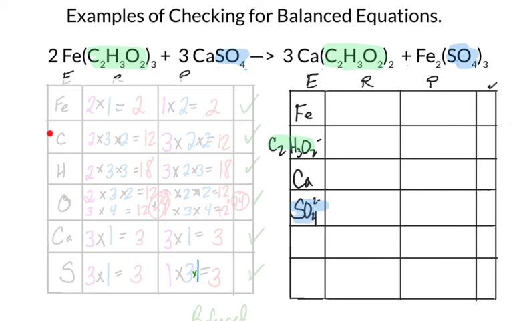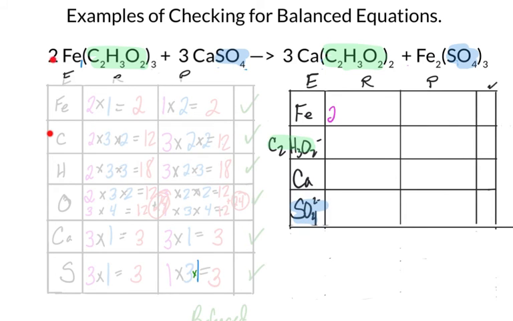On the reactant side, we can see that we have 2 times 1 for iron, and 2 times 3 for the acetate. Then we have 3 times 1 for the calcium, and 3 times 1 for the sulfate. Notice there's no bracket around the sulfate, but that whole group is multiplied by 1. Because we recognize it as a group, even though there are no parentheses, we're going to count it that way.